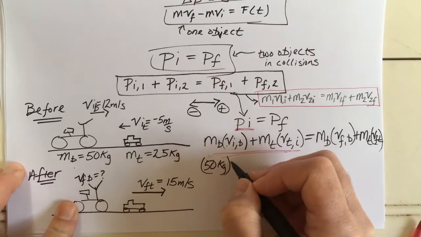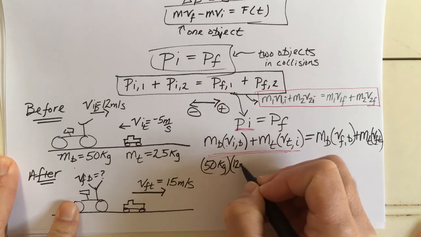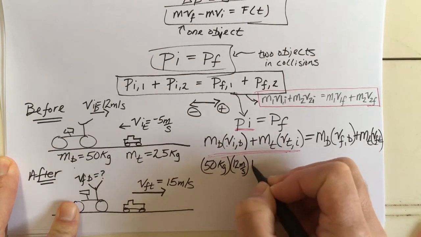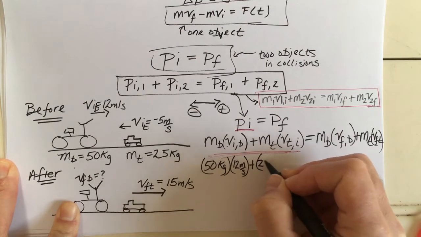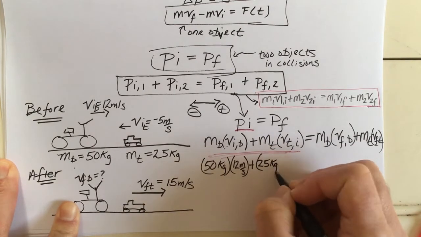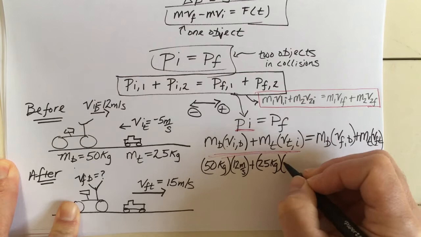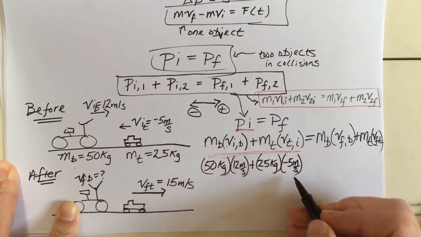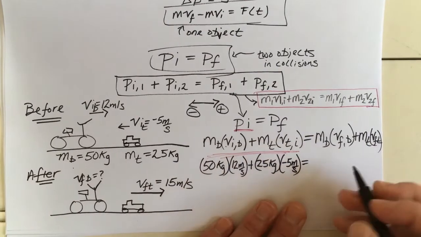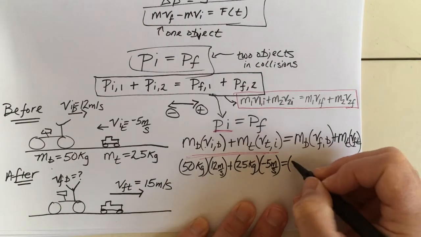The velocity initial of the bike is positive 12 meters per second. We're going to add that to the mass of the truck, which is 25 kilograms, times the velocity initial of the truck, which is here. We're going to put that negative sign on, and that's super important. You can't forget that. The mass of the bike final is still 50.